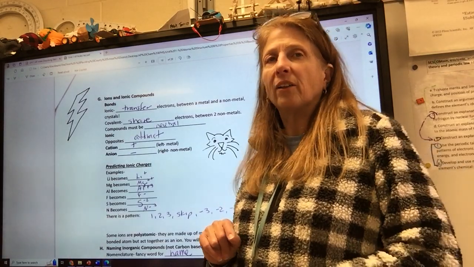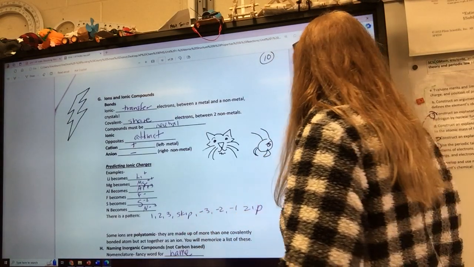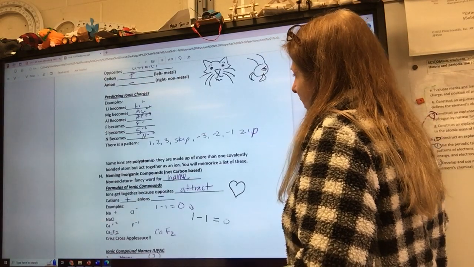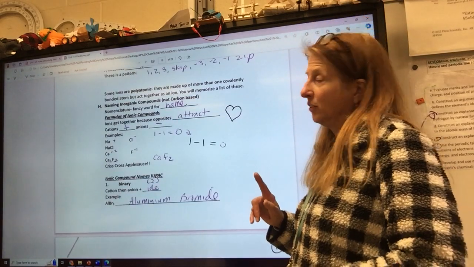Okay, everybody got all of those? So it's a pattern: 1, 2, 3, skip, -2, 3, -2, -1, zip. Now, we're going to go into more detail than that, but that'll be next unit.